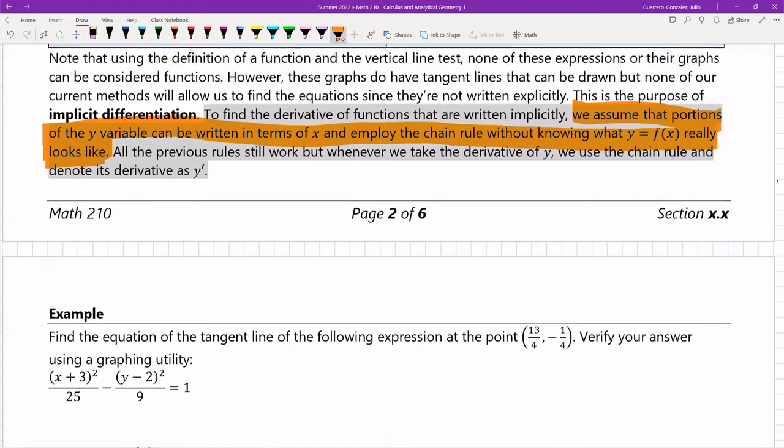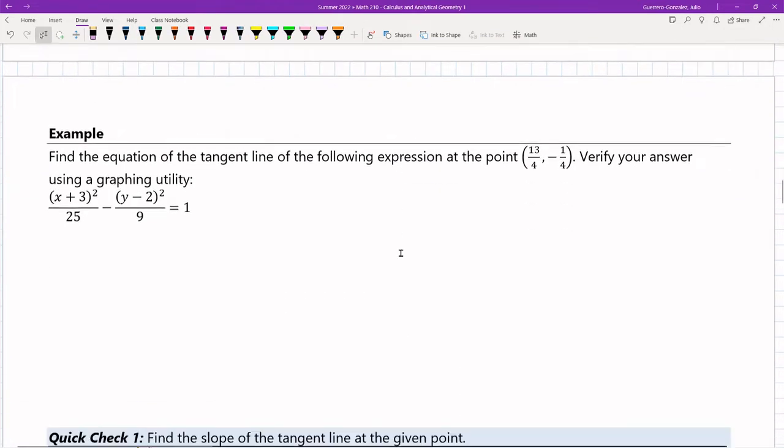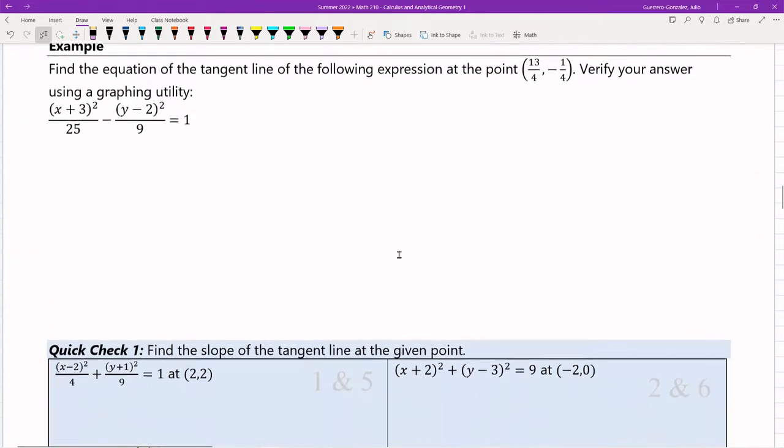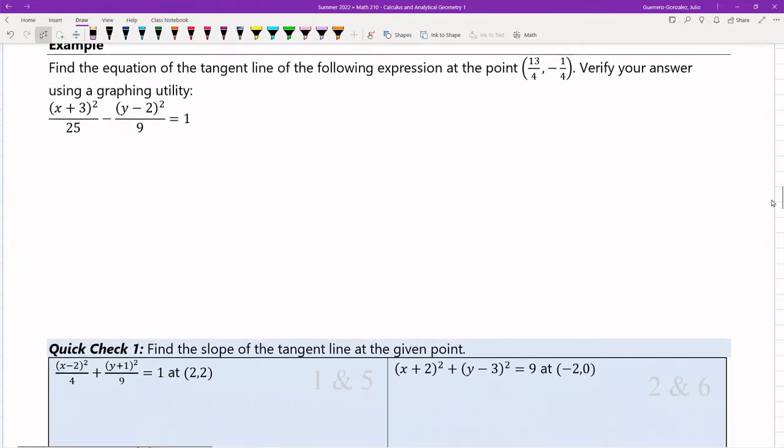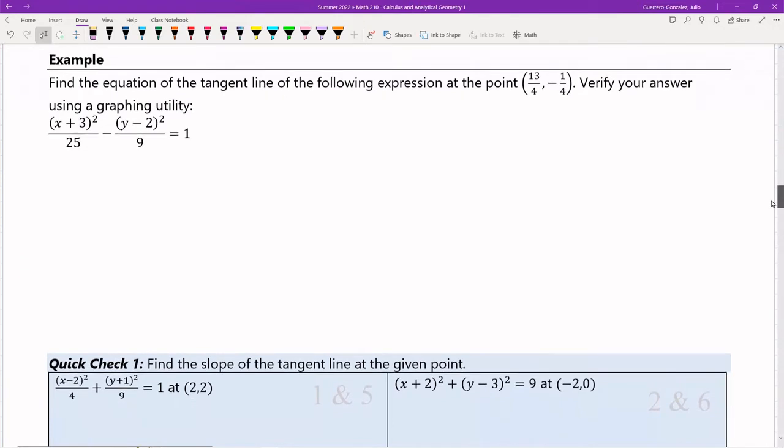So what people usually remember is just whenever you take the derivative of y, you also have to write in y prime. Okay, so what do I mean? Let me go ahead and do this. Find the equation of the tangent line of the following expression at the point, that one right there, and verify my answer using the graphing utility. Okay, so I'm going to go ahead and take the derivative of this, right? Eventually, somewhere in there, you guys will see what I'm talking about.